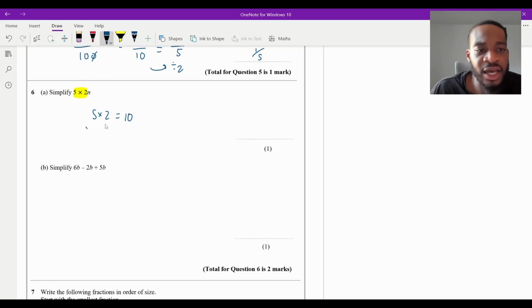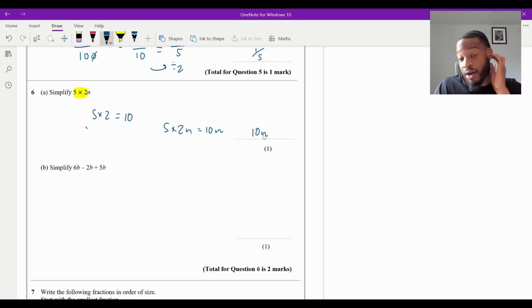And then you can just add the n on top, next to it. So therefore, 5 times 2n is just going to be 10n. So that will go there. So you just times the numbers together and then put the letters after it.